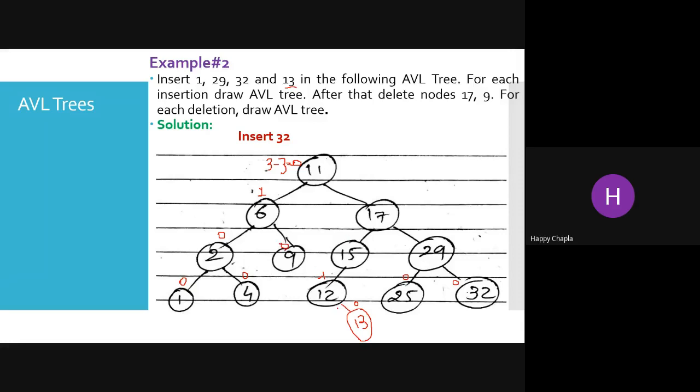So now 15. So they both are in the left hand side. So 2 minus 0. What is the balance factor? So balance factor is equal to 2. Here the unbalancing is happening. Now 1, 2. 2 minus 2. That is 0. 29. Balance factor is 0. 1 minus 1.